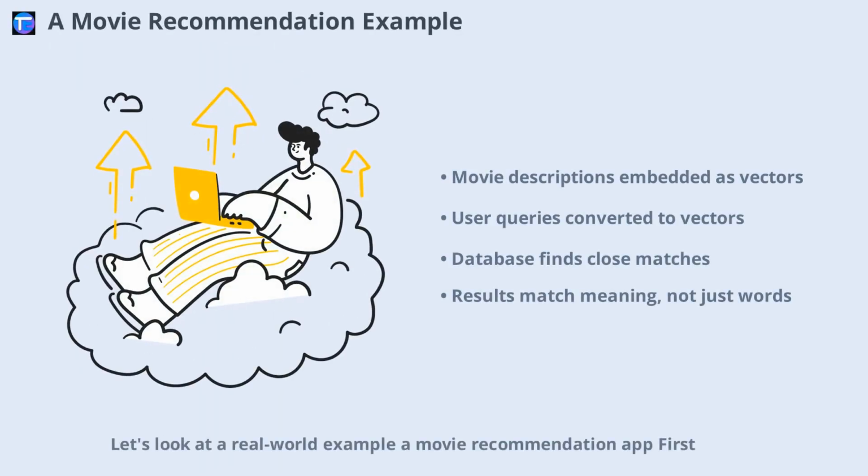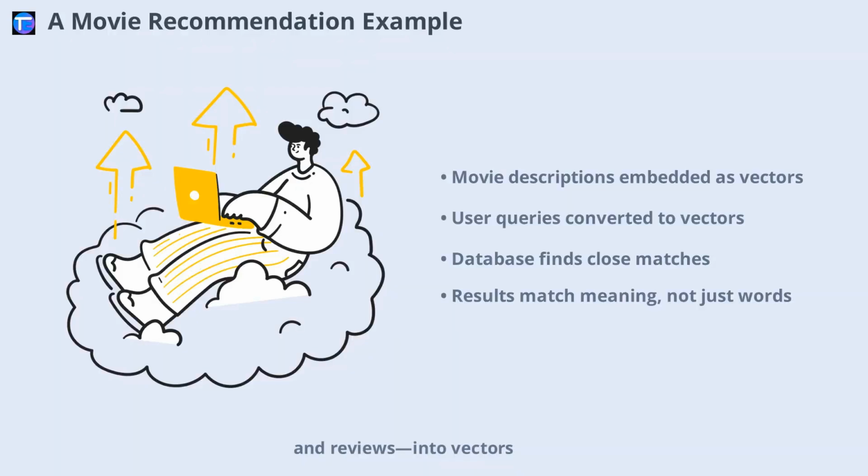Let's look at a real-world example. A movie recommendation app. First, you embed descriptions of all your movies, plot summaries, genres, and reviews into vectors. When a user types "sci-fi movie about space travel and family," that query is converted into a vector. The database then finds movie vectors close to it, returning results like Interstellar, The Martian, or Gravity. Notice that the user didn't type those exact titles, but the system still found the right matches. That's the power of searching by meaning.